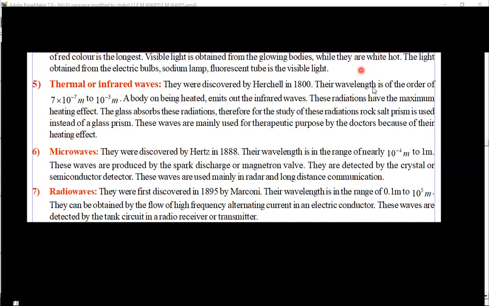Next one. First note down this. Note down first these thermal or infrared waves, microwaves, and radio waves.